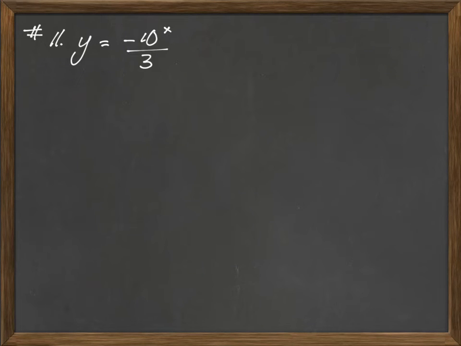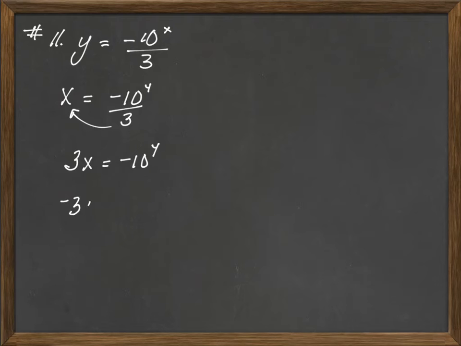Okay, same thing, find the inverse of this. So we would switch it to x equals negative 10 to the y over 3. So the first thing I would do is say 3x, right? Multiply both sides by 3 equals negative 10 to the y. And let's put that negative over on the other side. Negative 3x equals 10 to the y.